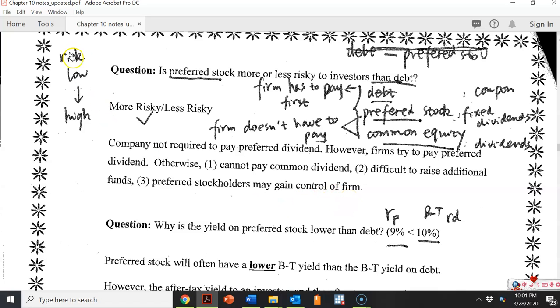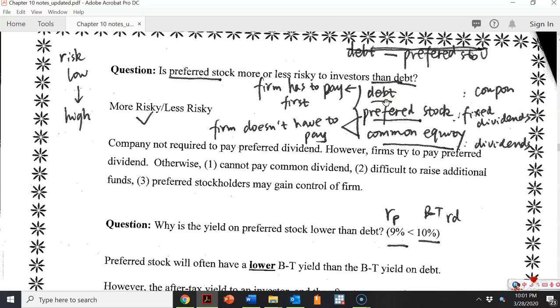So the risk level from low to high is from debt to preferred stock to common equity. Debt is of the lowest risk. Preferred stock is in between. Common equity has the highest risk. The firm has to pay debt first before it pays preferred stock and common equity. And the firm can go bankrupt if it's not able to pay for its debts.